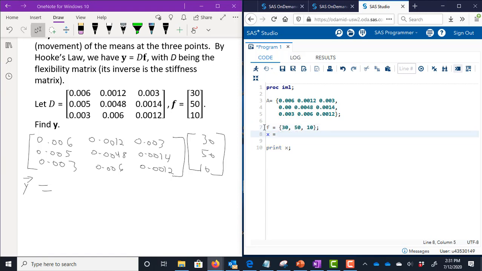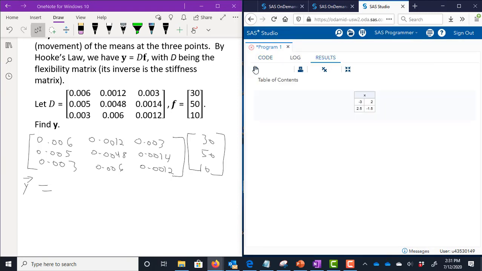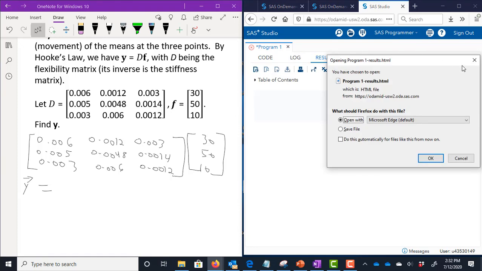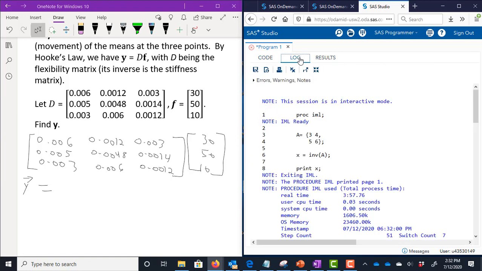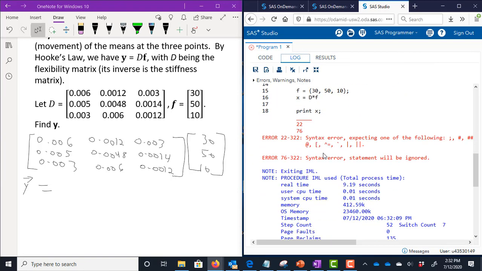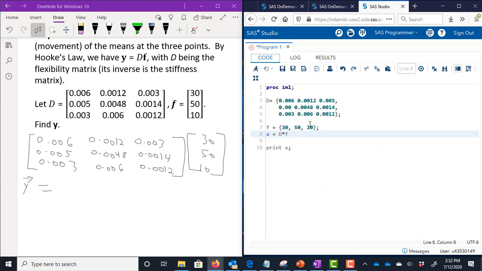And then to show the multiplication, we're just going to multiply the matrix. I'll call this D so we could actually match the problem. D times F. And then we should obtain our answer. Doing so, if I click the run button, gives us an error, which let's just see why that is. Oh, I forgot to put a semicolon here.